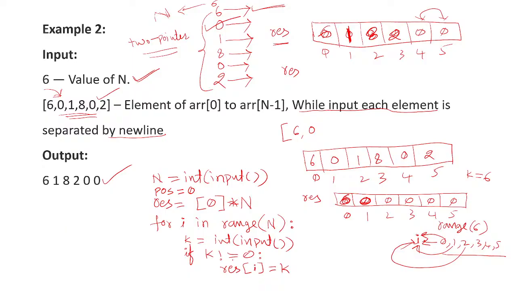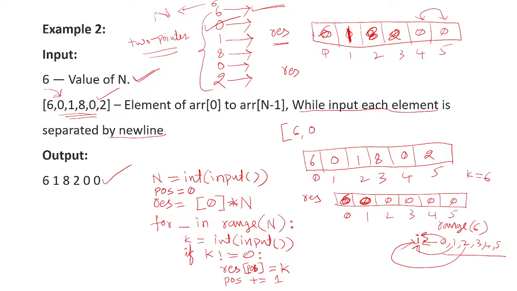Now here we can use the position value. If k not equals to 0, then this position indicates the position where the non-zero elements have to be copied. So result of position is equal to k. Once it is copied, you move the position value to the next one: position plus equals 1. Better to remove this i and keep it as underscore, because we are not going to use i anymore in this logic.